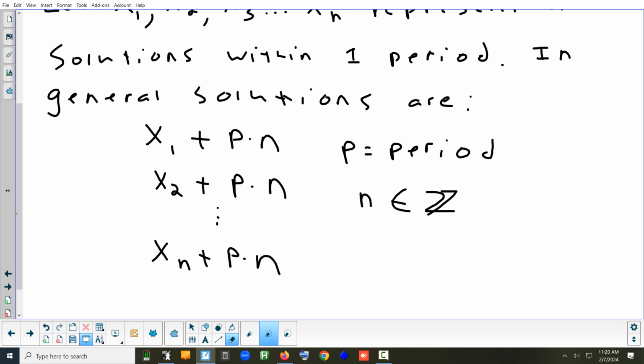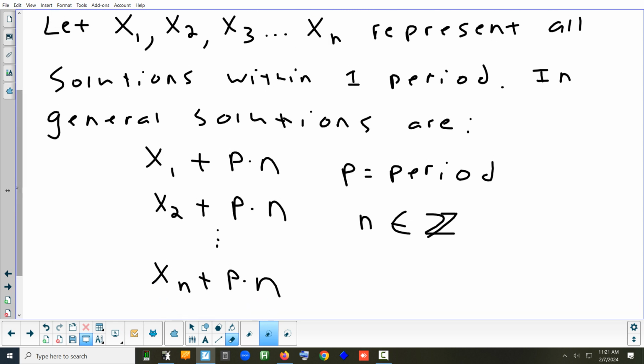Remember, n is an integer. You cannot add a partial cycle to an answer. You can add a whole cycle, you can subtract a whole cycle. Nothing in between. I'm just kind of saying the same idea again another way.